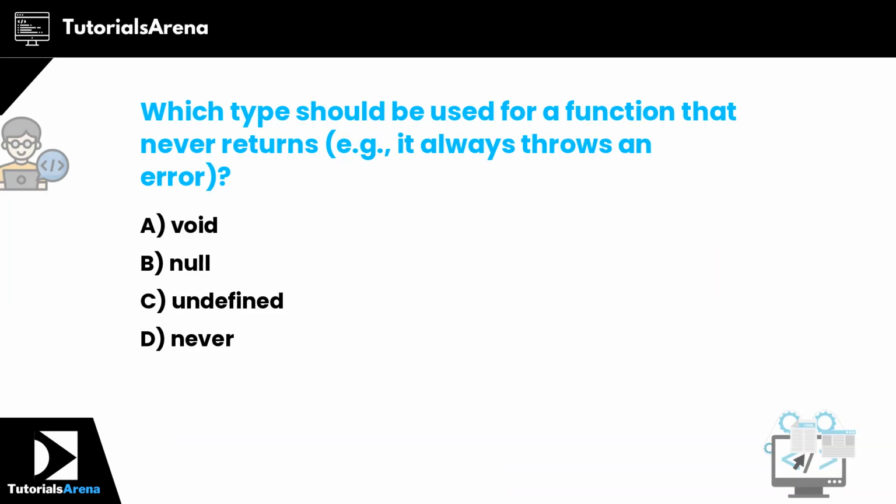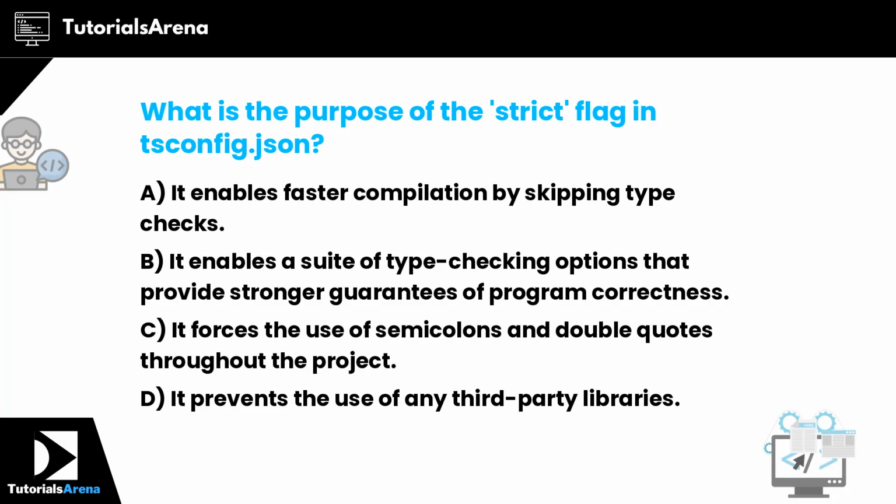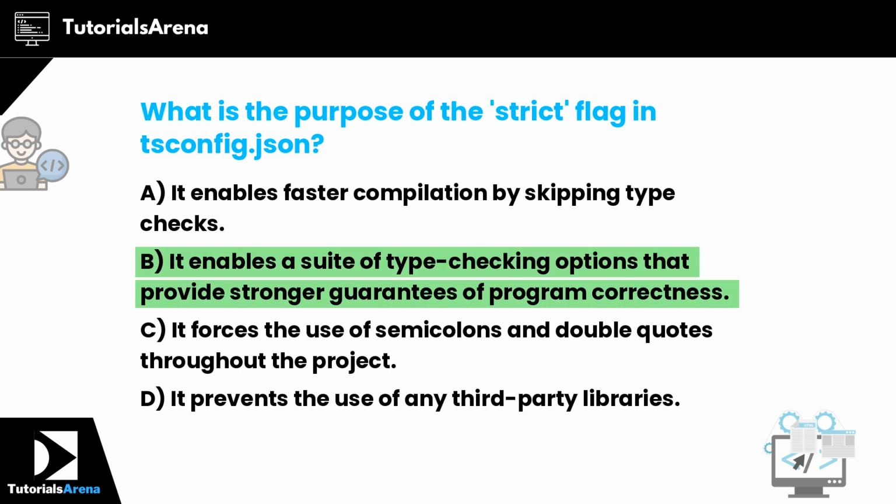Which type should be used for a function that never returns, e.g., it always throws an error? The correct answer is option D, never. Which operator is used for optional chaining in TypeScript? The correct answer is option A. What is the purpose of the strict flag in tsconfig.json? The correct answer is option B. It enables a suite of type-checking options that provide stronger guarantees of program correctness.